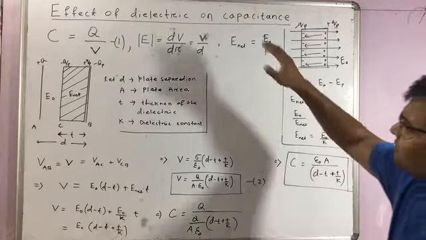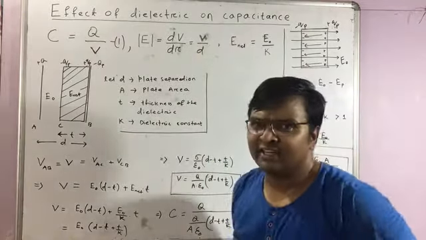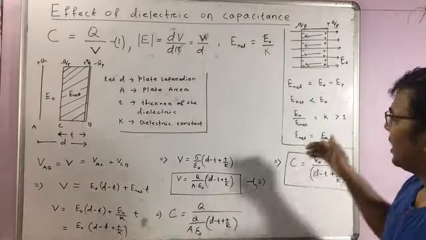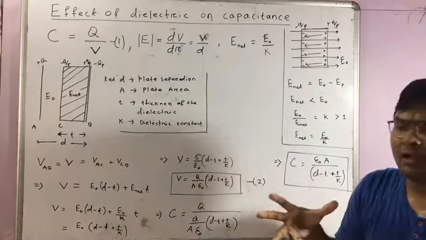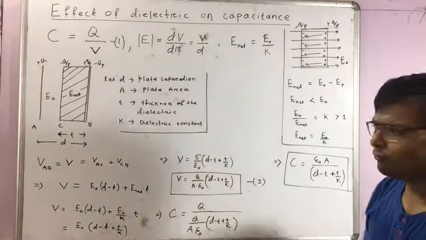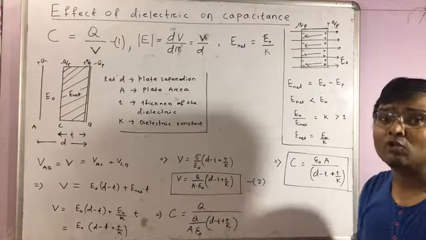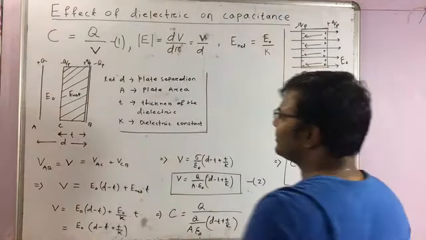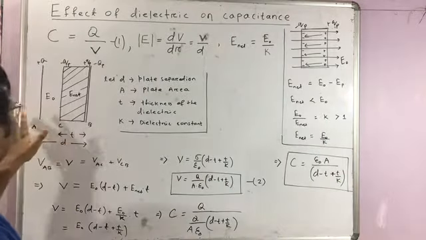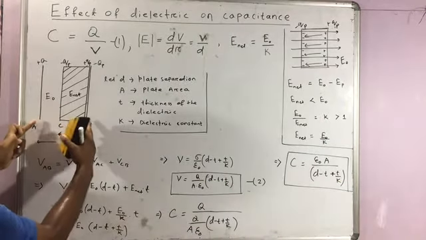Means if you decrease the field, we can decrease the potential, we can increase the capacitance. Now let us derive a mathematical formula where we can see what the value of that capacitance is. For that reason, I took a parallel plate capacitor, two plates here.